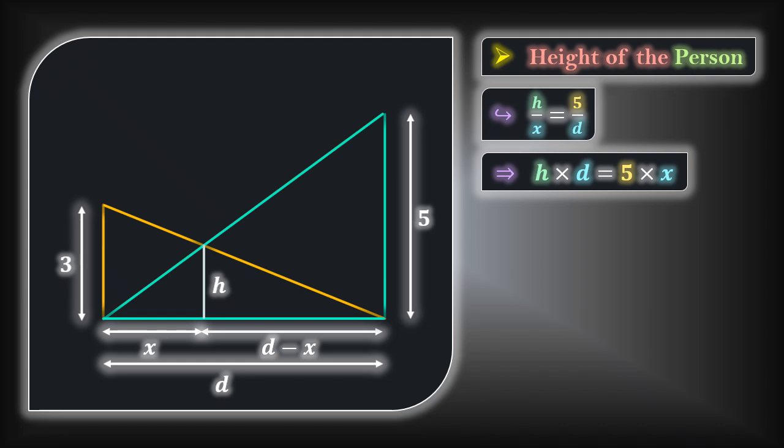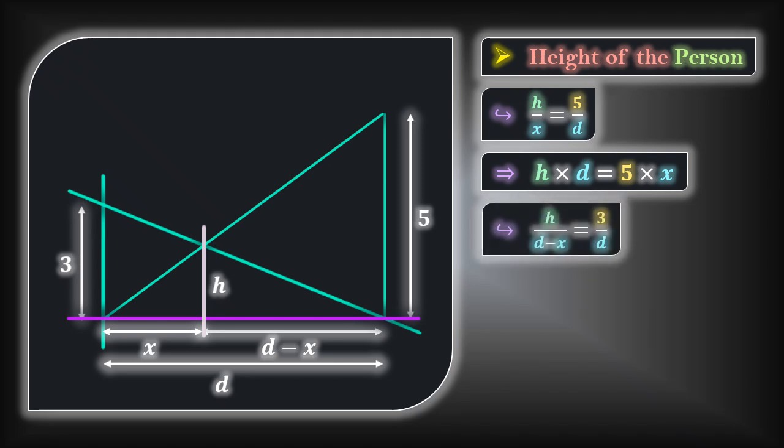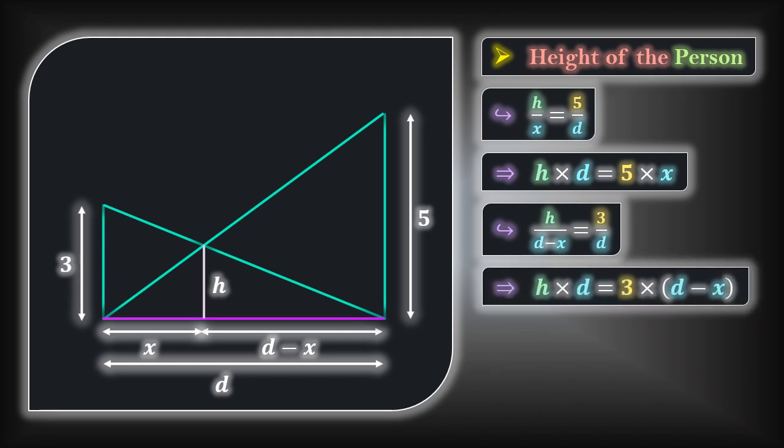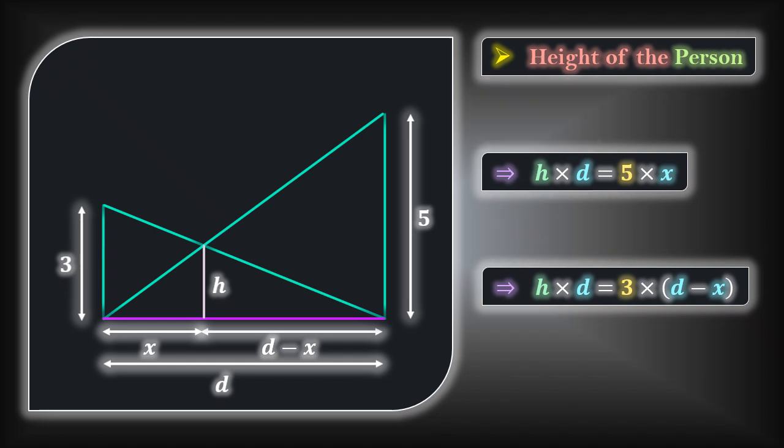Now let us consider the two parallel lines representing the height of the man and the height of the wall measuring 3 units, together with the two secant lines intersecting them. According to the theorem of Thales once again, we can deduce that the ratio h divided by d minus x is equal to the ratio 3 divided by d. By performing cross multiplication between these two fractions, we obtain h multiplied by d is equal to 3 multiplied by the quantity d minus x. Let us keep these two equations in mind.